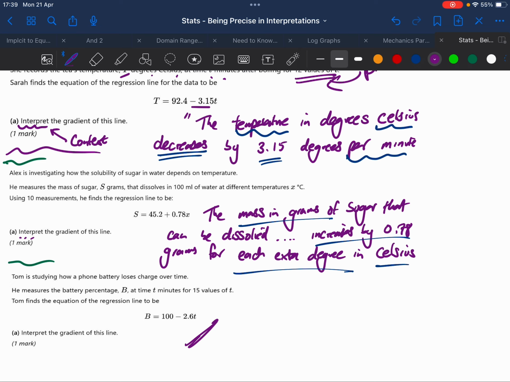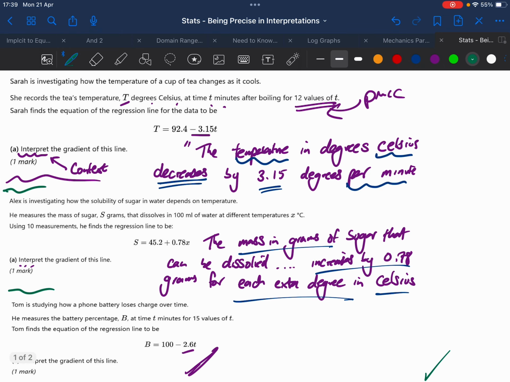So the last one for you to have a go at, we would say something along the lines of the battery percentage decreases by 2.6% for each additional minute T. Something along those lines would get you the mark.